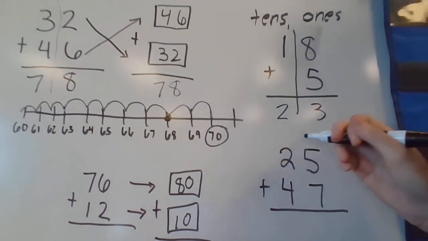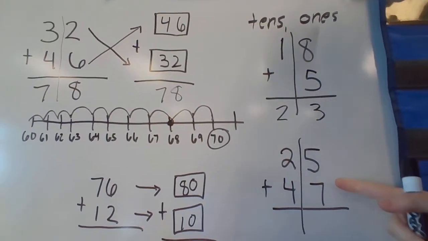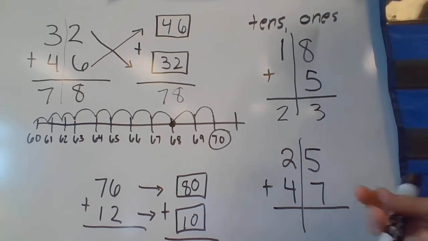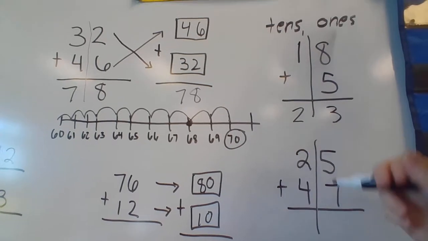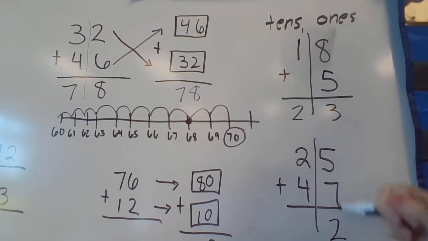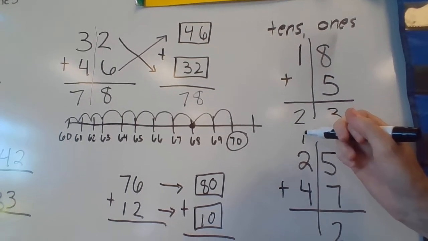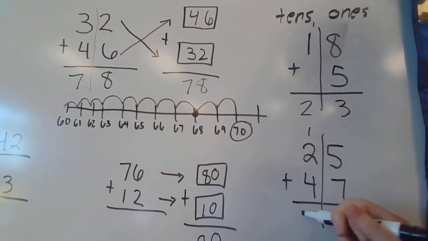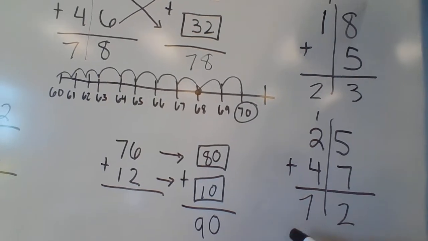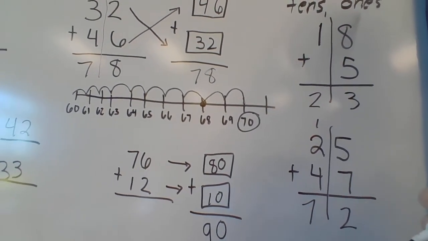The next one was 5 plus 7. 7 in your head and hold up 5. 7, 8, 9, 10, 11, 12. So we put our 2 here and our 1 here. See the 1 and the 2, that makes 12. So 4 plus 2 is 6. 1 more makes 7. So we have 72. That's right.